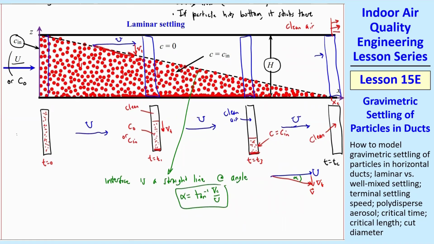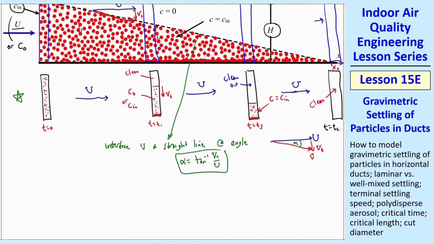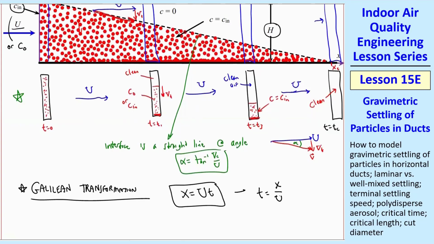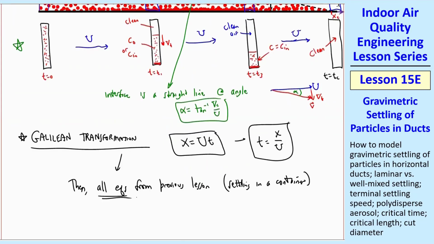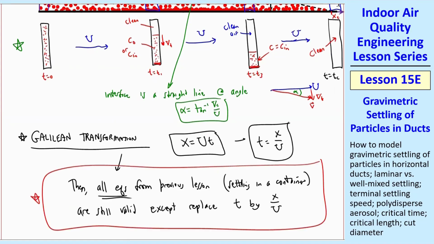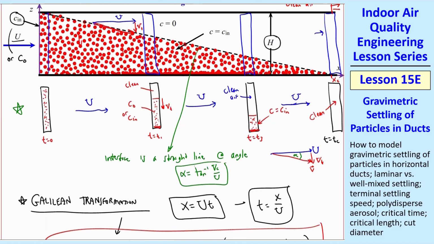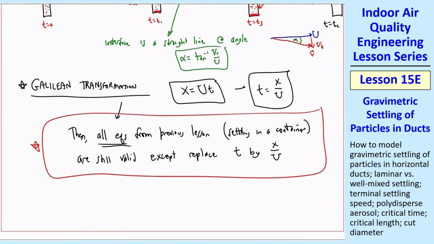Since this is so similar to what we've just talked about of settling in containers, we can do a simple Galilean transformation between x and time, namely x is capital U t, or t is x over U. So all the equations from the previous lesson, settling in a container, are still valid, except we replace t by x over U. It's this idea of the camera moving with the flow, and what we see at these locations is exactly what we see in the container settling case, except now this is unsteady in time, but we can translate to distance by this transformation. This is in fact the key to doing these problems then.